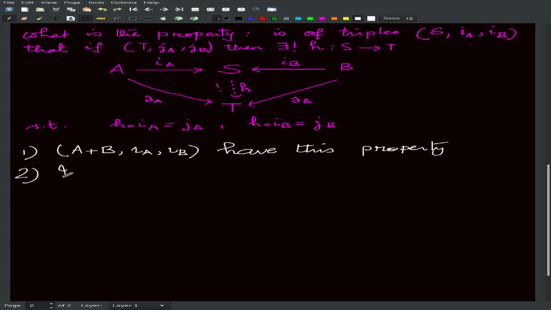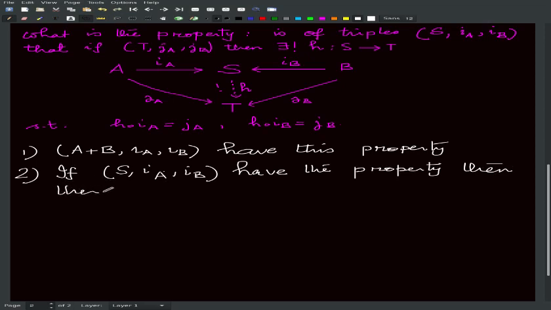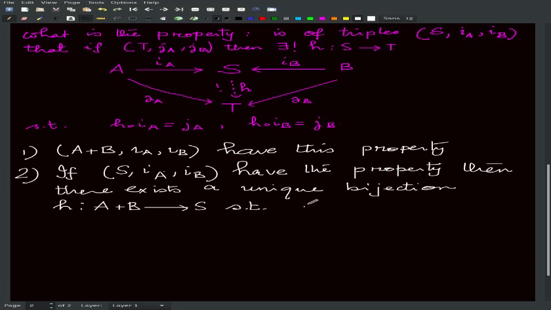Now here is the second one. If S, IA, IB have this property, then there exists a bijection, not only a bijection but a unique bijection H from A plus B to S, such that H iota A is IA and H iota B is IB. Now let's see why.